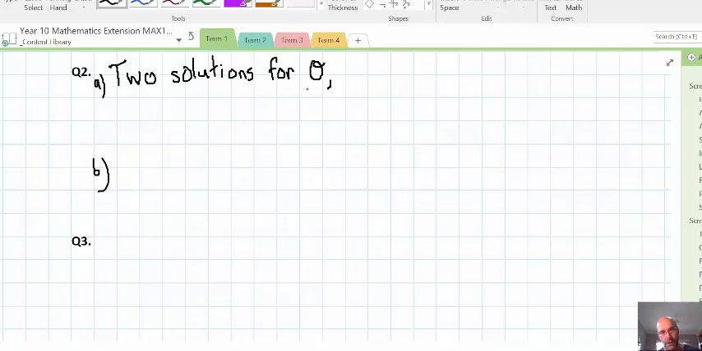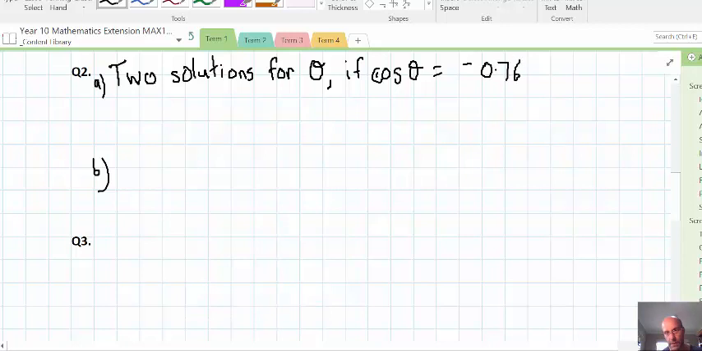Question 2, I want you to find 2 answers for theta, or 2 solutions for theta, if cos theta equals negative 0.76604. So in other words, what is the value of theta if cos theta equals negative 0.76604? And there are 2 answers.